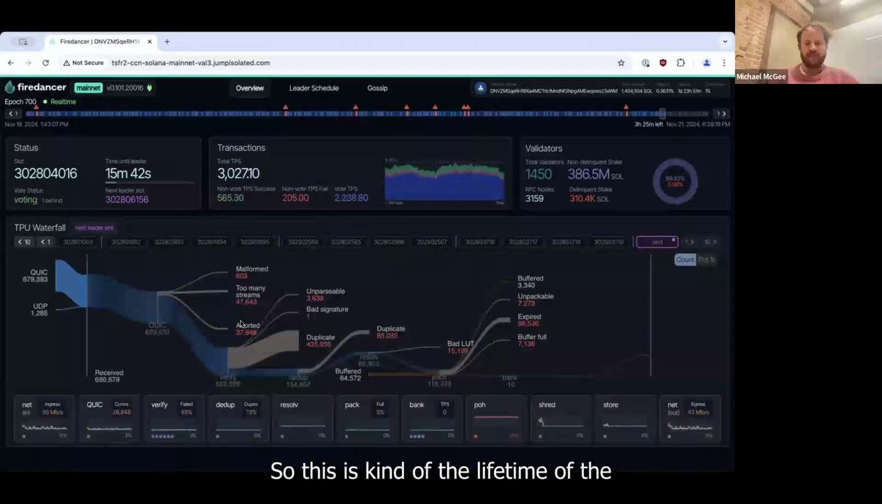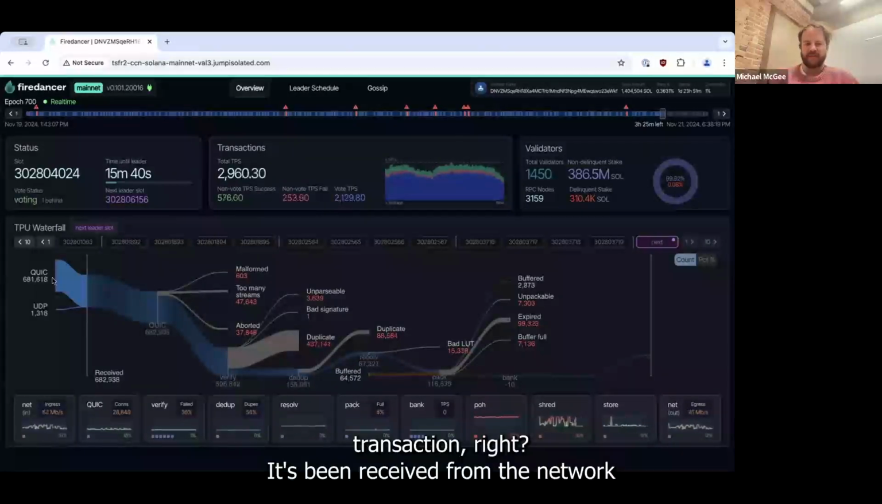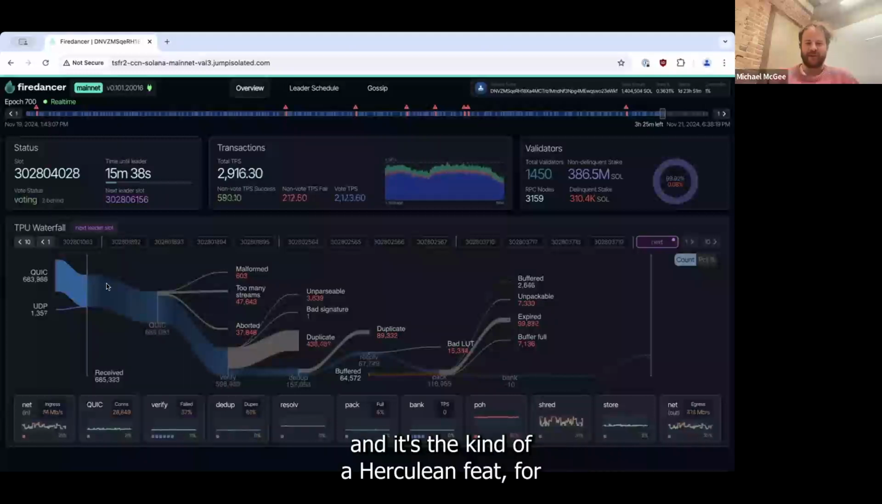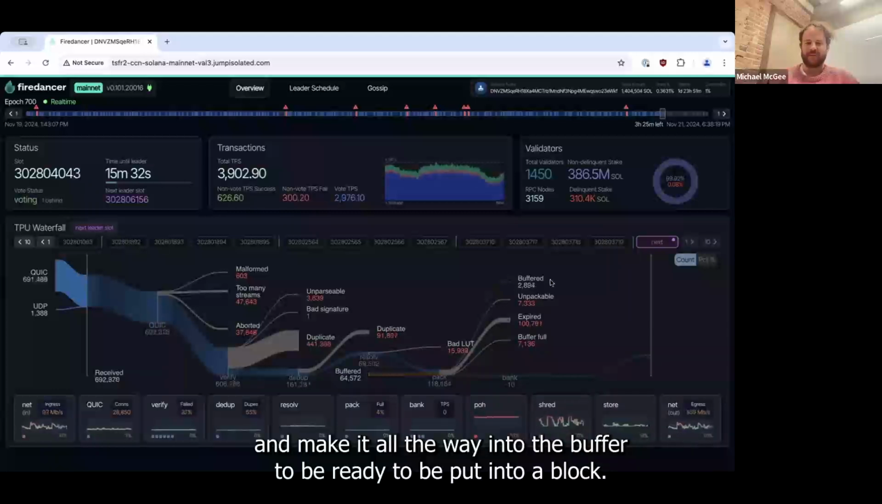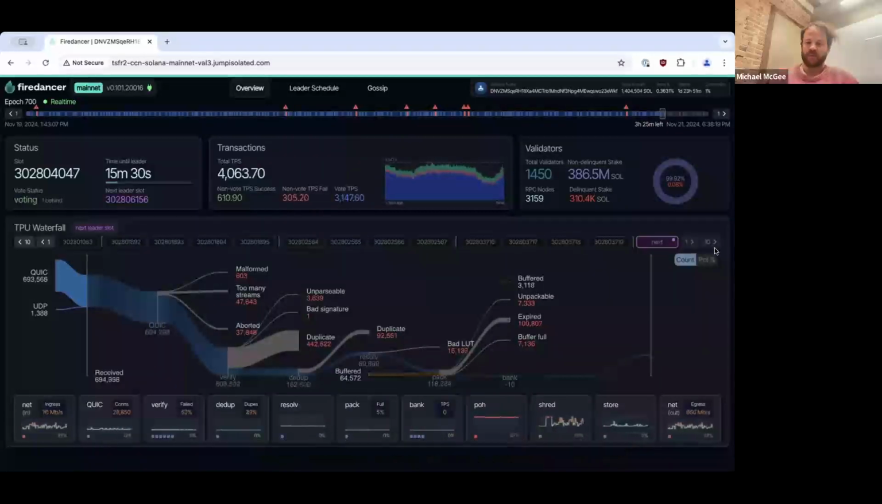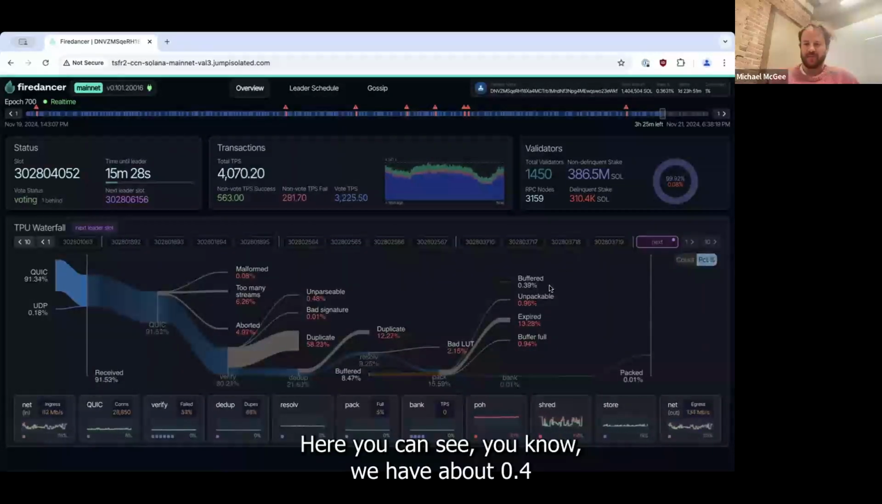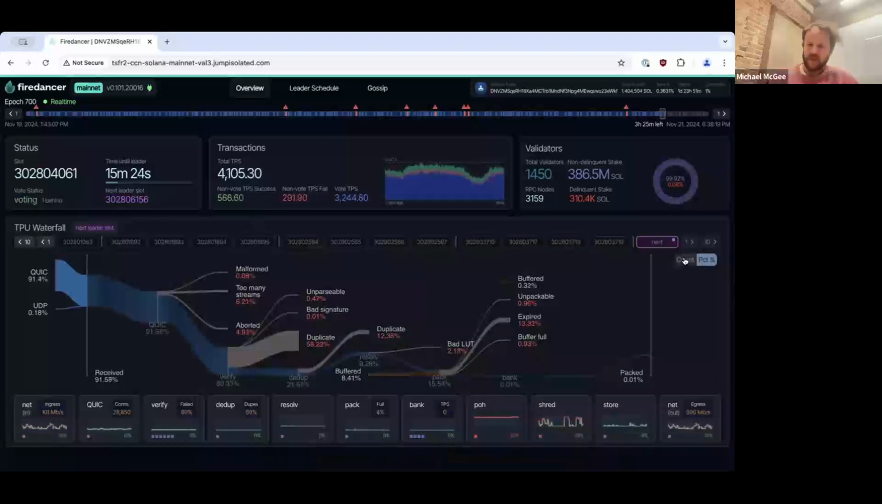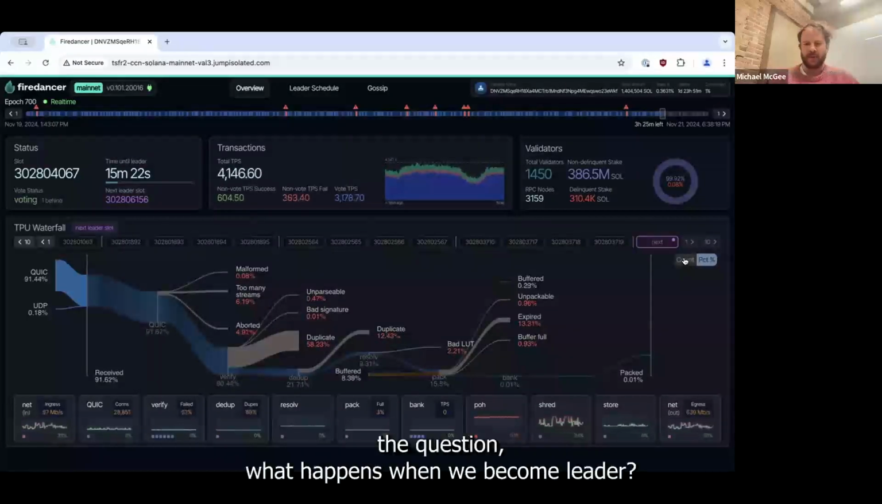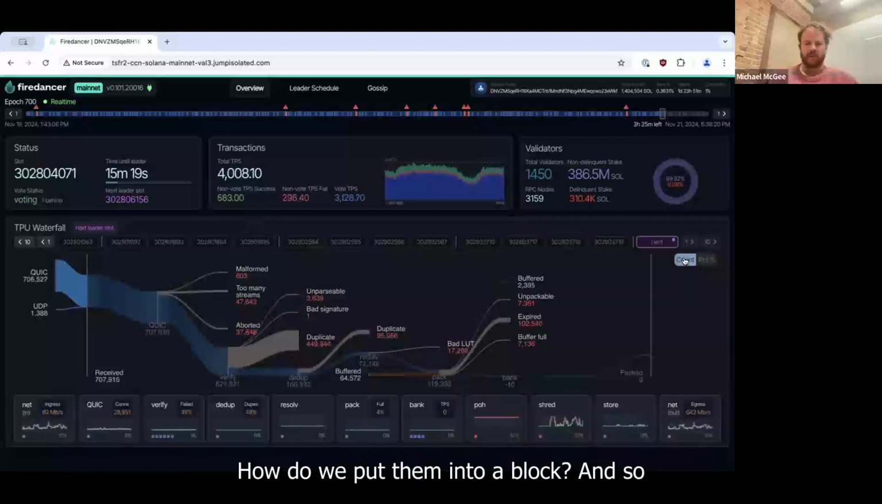So this is kind of the lifetime of a transaction, right? It's been received from the network, and it's a kind of Herculean feat for the transactions to pass through all of these checks and make it all the way into the buffer to be ready to be put into a block. And here you can see, we have about 0.4% of the transactions actually made it that far. So now we can ask the question, well, what happens when we become leader? How do we put them into a block?